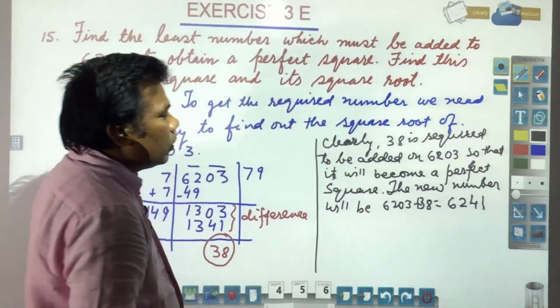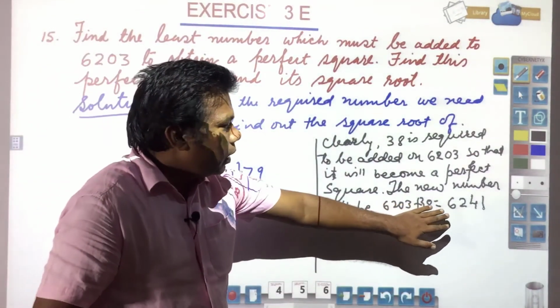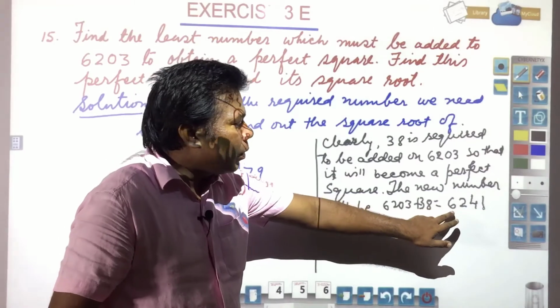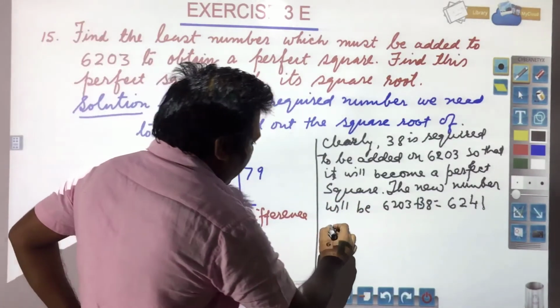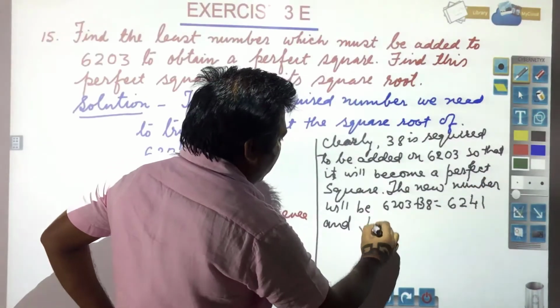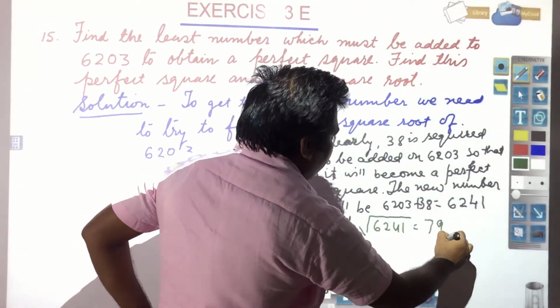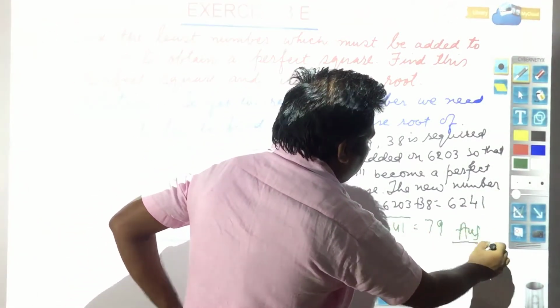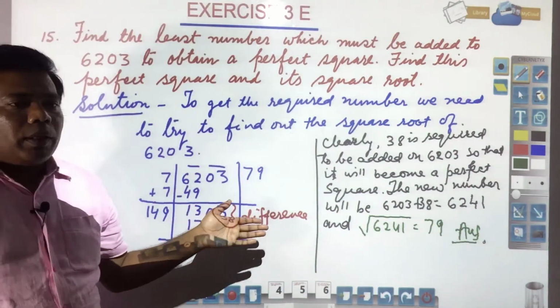6241. So this number will be the new number, and it is a perfect square. The square root of this number will be 79, and you can write root under 6241 will be equal to 79, and this will be your answer. So in this way this type of question is required to be solved.